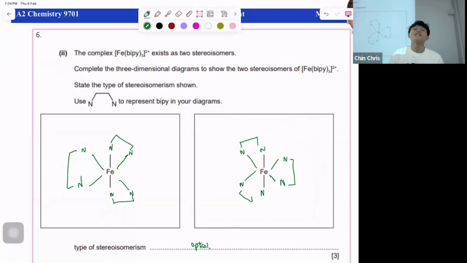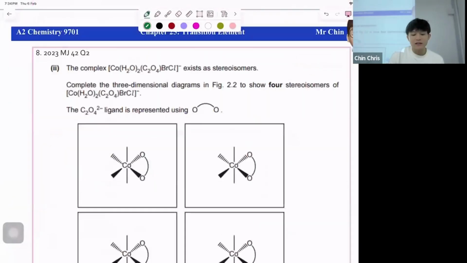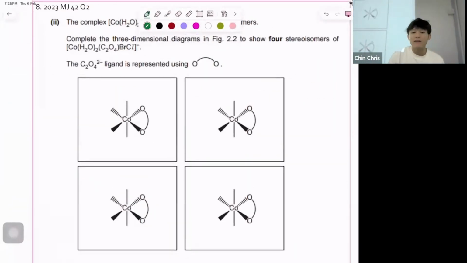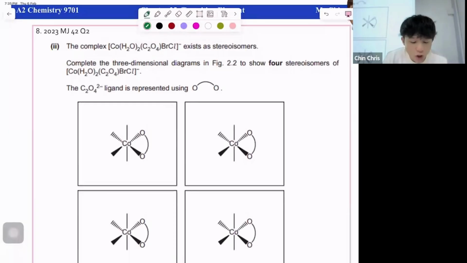This is one of the toughest questions. Okay, not 7. I don't want you guys to do 7. I want you guys to look at these. Very, very fun. Let's go. So, guys, you see, I have C2H2OCl2, C2O4, BrCl, exists as stereoisomer. Okay, three-dimensional to show 4. So guys, let's do it now, yeah.